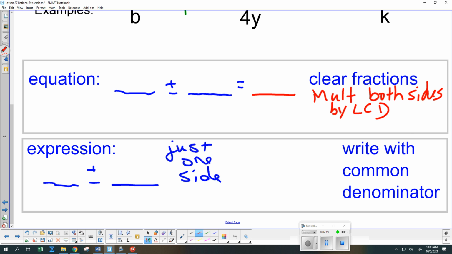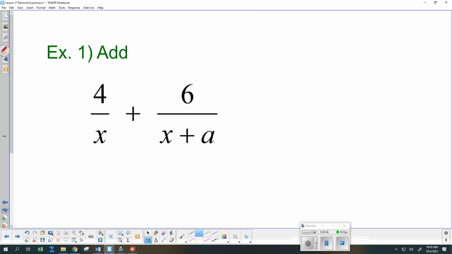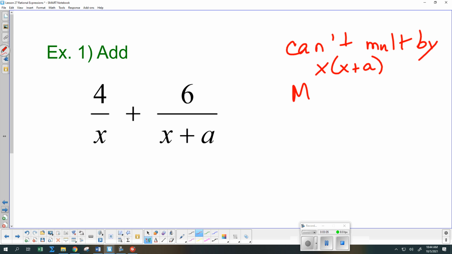In that case, I've got to change each one so it has a common denominator, and my final answer will be something or other over that common denominator. So, if it's both sides, you can multiply by the LCD and get rid of the denominators. If it's just one side, you're stuck with keeping the denominators all the way through. So when they give you something like this, you cannot multiply by x times x plus a. Instead, you must get x times x plus a as each of the denominators.